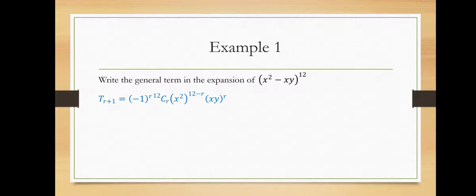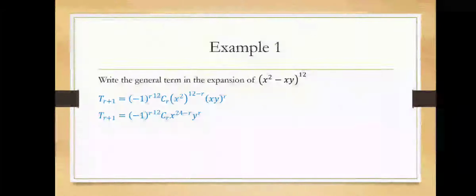So now what we have to do is ensure that we club all the powers together and write everything in the reduced form. So x to the power 2 whole to the power 12 minus r becomes x to the power 24 minus 2r, and here I have x to the power r, so if you just multiply it becomes 24 minus r. Fine. So that's the general term of the expansion.